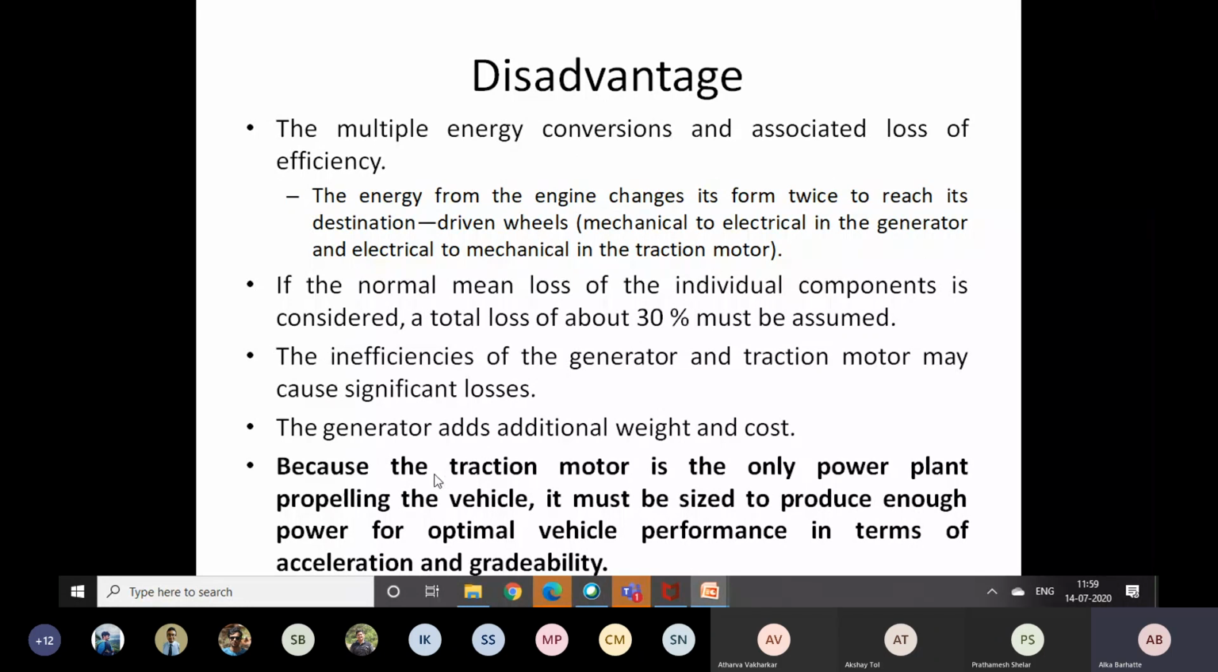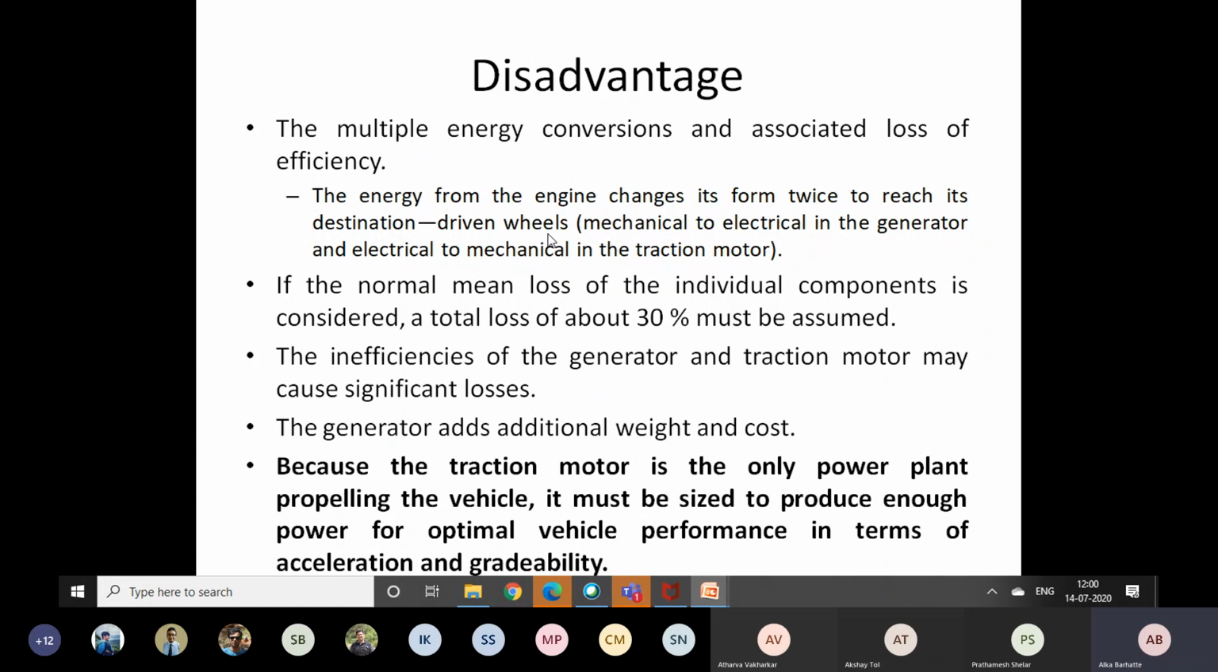Basically, the main drawback is that the traction motor is the only power plant propelling the vehicle. The complete vehicle driving, the wheel drive, is controlled through the motor, which is directly connected to the differential. It must be sized to produce enough power for optimum vehicle performance, and that is the main drawback of this. Apart from that, multiple energy conversions are taking place here.